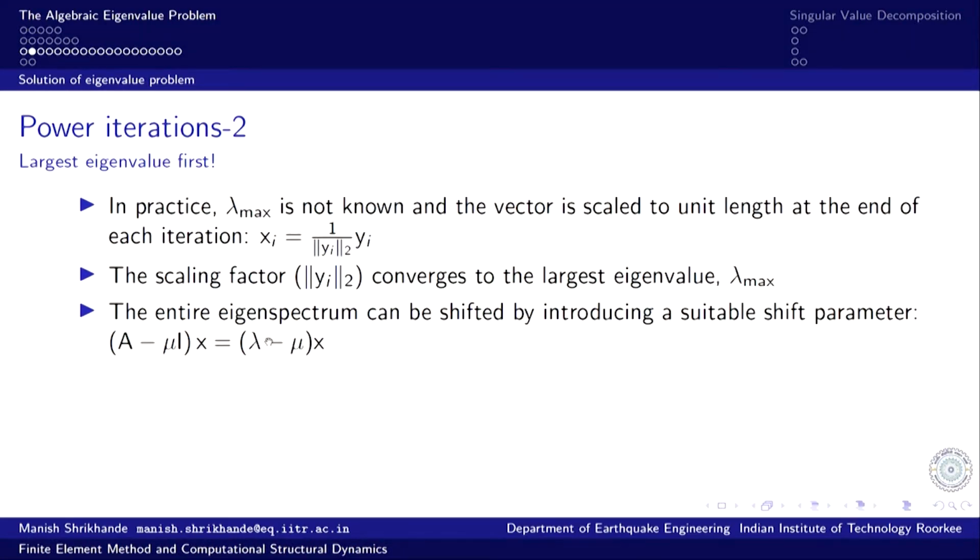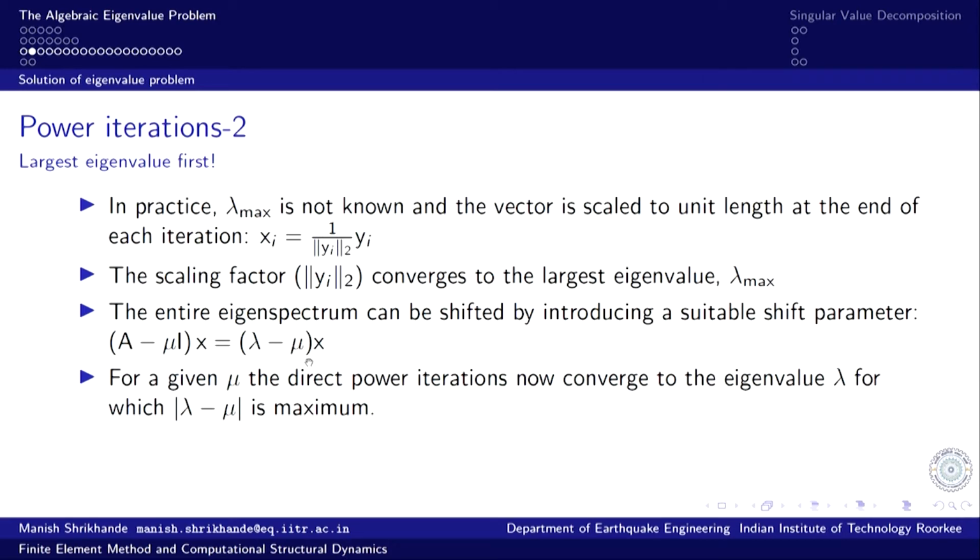And for that purpose, for this shift parameter, the Gershgorin radius, the Gershgorin discs, are very helpful in identifying or choosing the suitable shift parameter, which will allow us to converge to different eigenvalues other than the largest eigenvalue. And of course, if we have computed the largest eigenvalue, then mu can be made equal to or very close to the largest eigenvalue. Then lambda max minus mu will be a small number, and then it will be converging to some other eigenvalue.